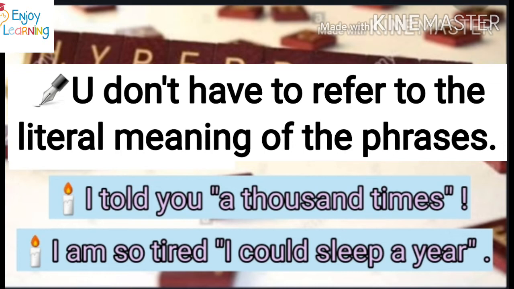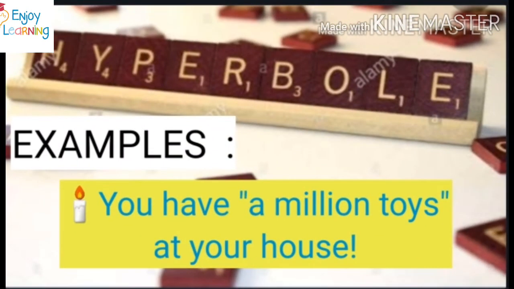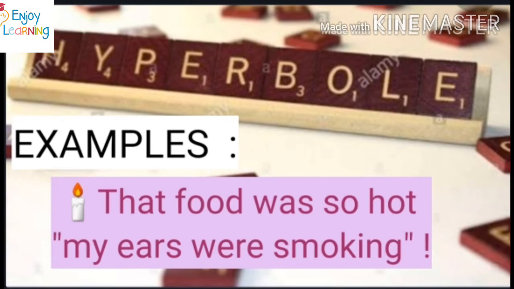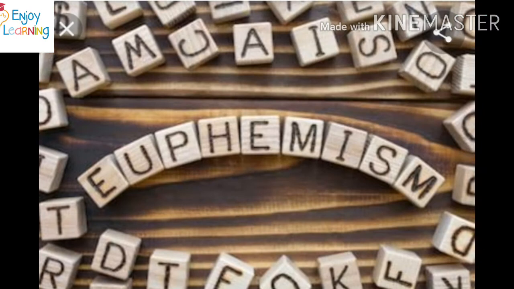Always remember, you don't have to refer to the literal or the dictionary meaning of the phrases. First, you have to think a little. Next example is, you have a million toys at your house. Again, the words a million toys are being exaggerated. You have many toys; in place of that, you have millions of toys. Next is, that food was so hot my ears were smoking. This is how hyperbole is used.